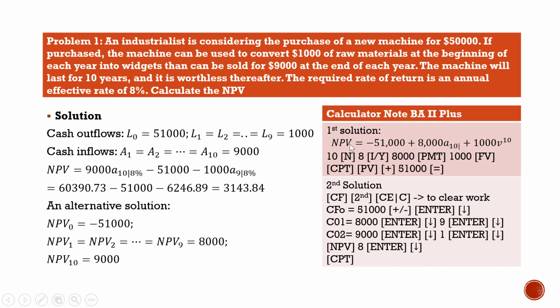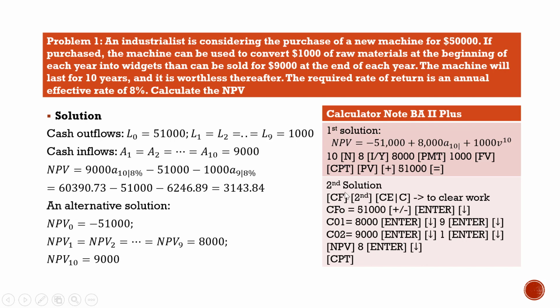So now to find net present value, we enter 10 as the number of payments, 8 as the interest rate, 8,000 as the payment at the end of each year, and 1,000 as the future value. So this returns the present value for the last two terms, and then we add 51,000. Because the present value here would be negative, we add 51,000 and we have the net present value for the whole investment.